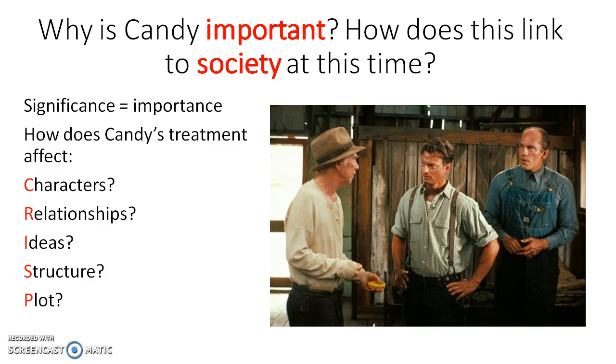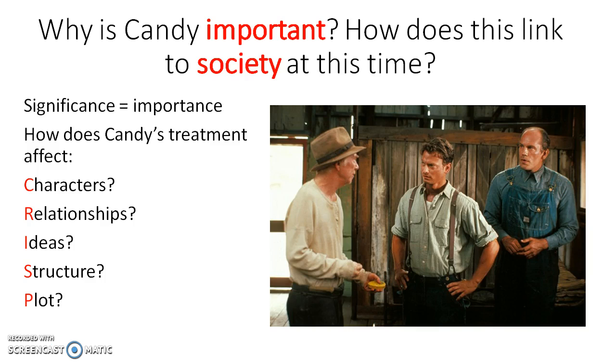As this is an essay-style response, I don't have to stick to the piece structure, but I do need to avoid retelling the plot. A useful structure to use is PEEL: point, evidence, explanation, link to context. The examiner wants to see short, selected quotes and integrated contextual references. Again, while I'm planning, the acronym CRISP might be of use to me here. How is Candy's treatment important because of its impact on characters, relationships, ideas, structure and plot? And of course you have to bring in that context too.